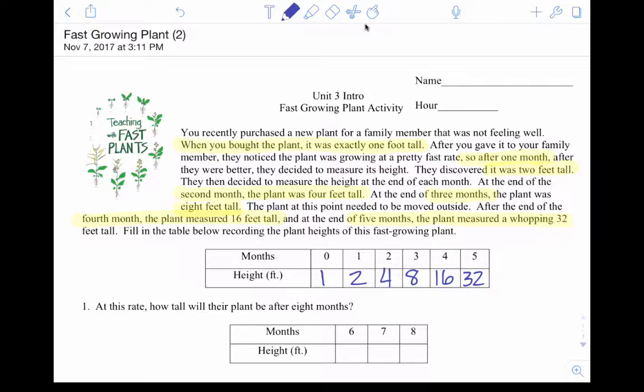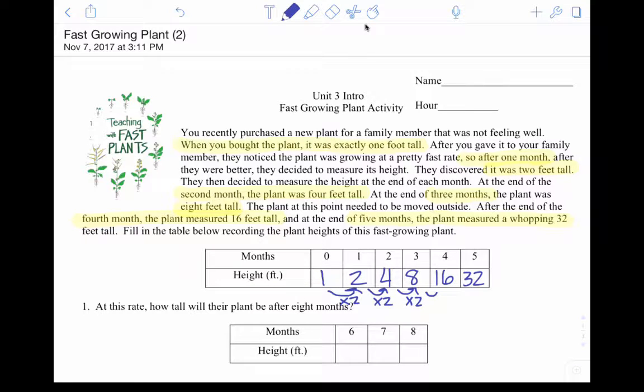So the next question says, at this rate, how tall will their plant be after 8 months? So first of all, we need to figure out what's happening to the height every month. What pattern do we see? So a lot of you notice that as the month goes on, the height is doubling. You're multiplying it by 2 to get the new height.